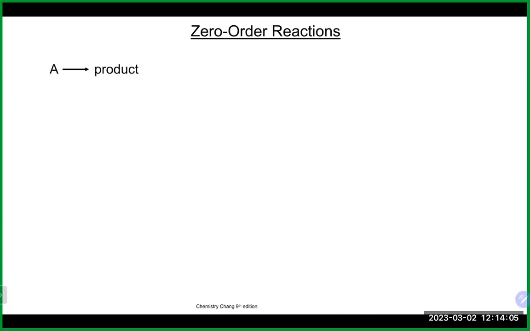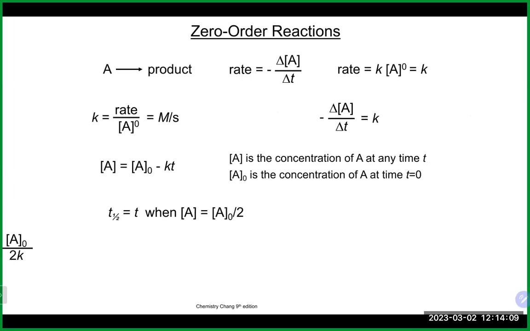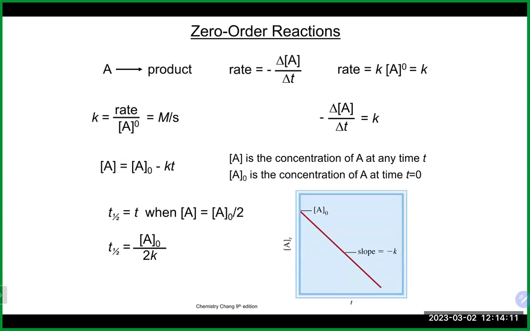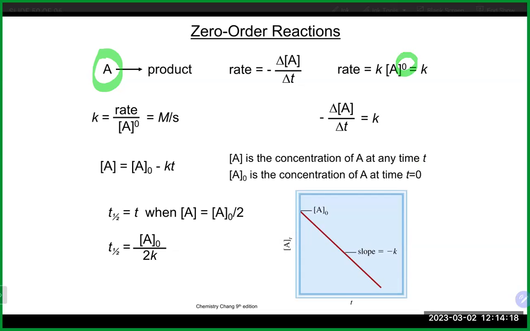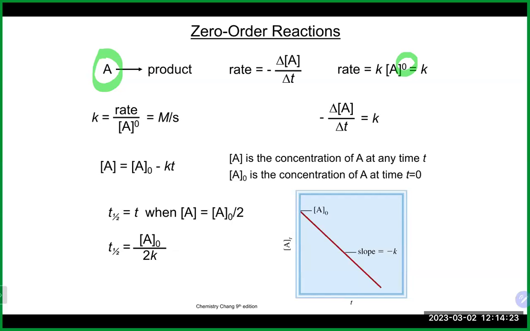The last type of reaction we're going to talk about is a zero order reaction. You could get a zero order reaction in a couple of different ways, but we can have one reactant where the order is zero. When anything is taken to the zero power, as we talked about, that means it equals 1. So if we solve for the rate constant here, the rate constant for a zero order reaction will have the same units that we see for the rate, which is molarity over seconds.